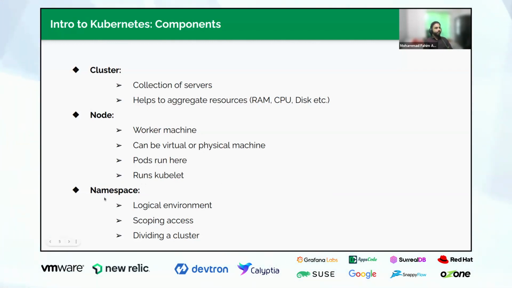Also, there is a concept called namespace. It's just nothing but a logical environment for your applications. Using namespace, you can scope access to your cluster. Like you want to use monitoring, you want to use the application. So you are just logically dividing your cluster into different pieces. So you are using one environment for your monitoring apps, one environment for your actual apps, one environment for your database apps, etc.